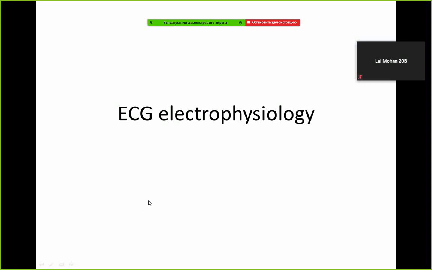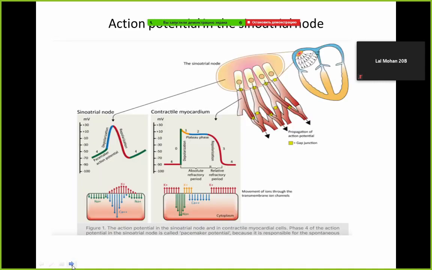So, we will start from ECG electrophysiology, some words, and then we will talk about ECG criteria of hypertrophy of different chambers of the heart and ischemic heart disease. So I think you know about action potential, the phases of action potential, but a few words to recall your knowledge.